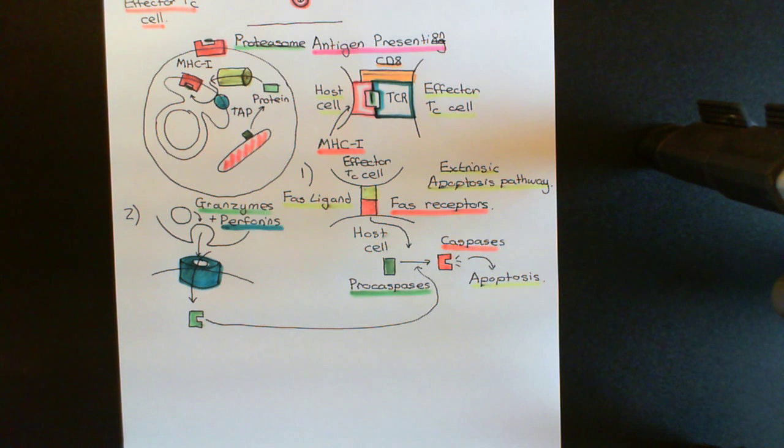So perforin and granzyme work together in order to make the cell commit apoptosis. The perforin forms a pore that then allows the granzyme to enter into the cytoplasm of the cell, where it's going to activate procaspases to caspases and therefore trigger apoptosis of the infected host cell. So, that now is the cell-mediated adaptive immune response completed.